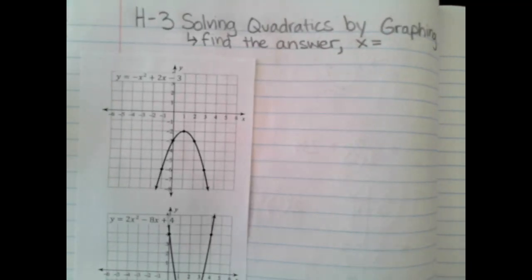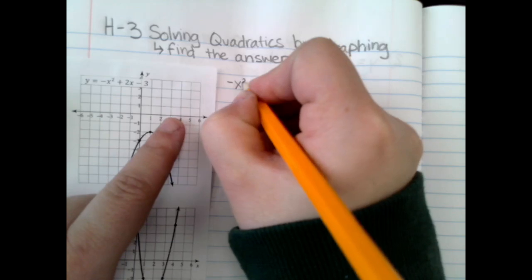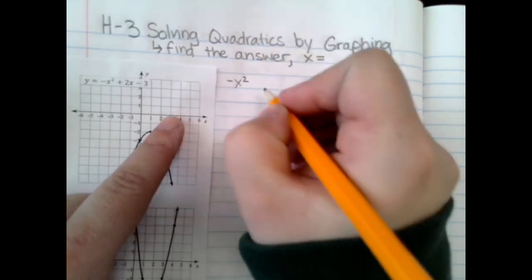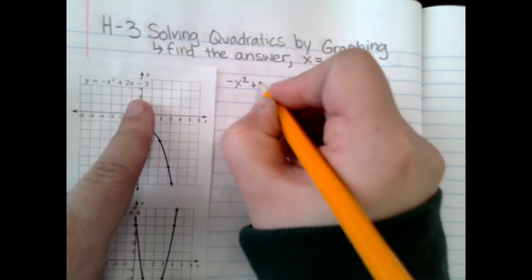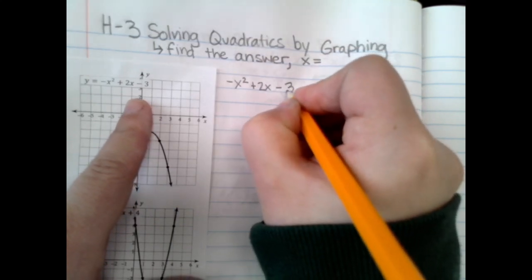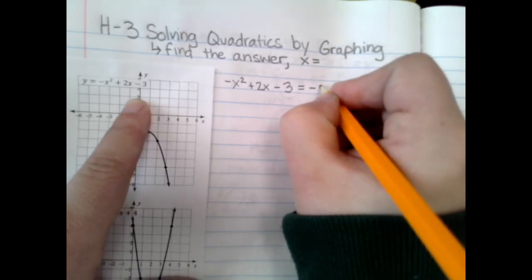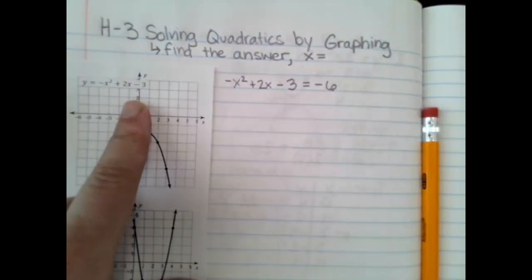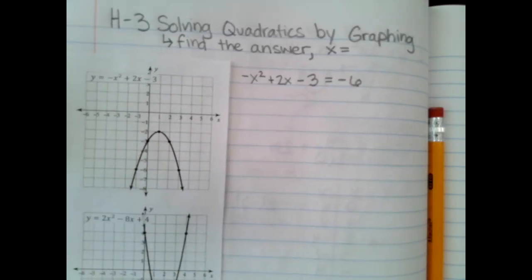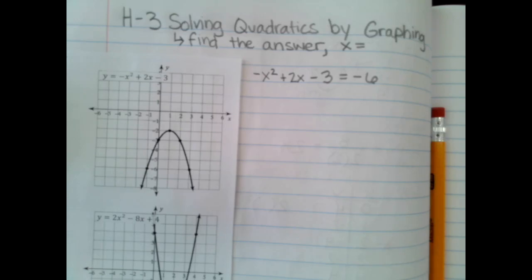And I'm going to write this out over here. We're going to have negative x squared plus 2x minus 3 equals negative 6. So our goal is to find the values of x that make this true, where we get an answer of negative 6.